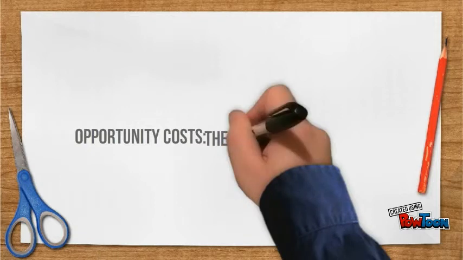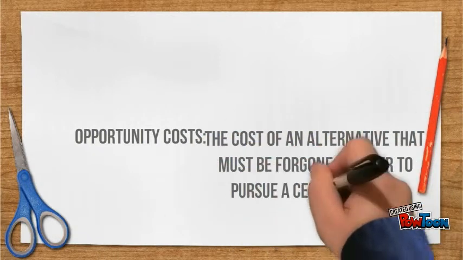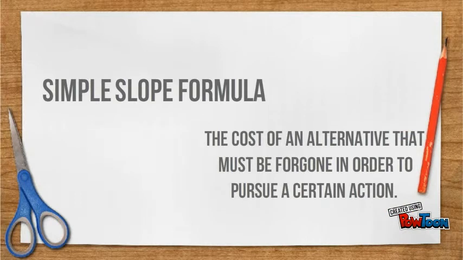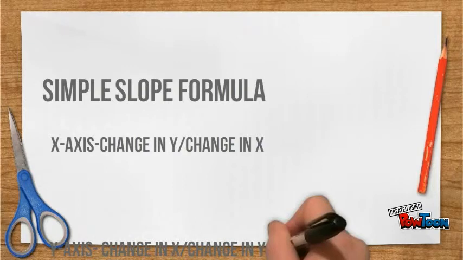Opportunity costs. The cost of an alternative that must be forgone in order to pursue a certain action. To find this, you use a simple slope formula. For the x-axis, you'll use change in y over change in x. For the y-axis, change in x over change in y.